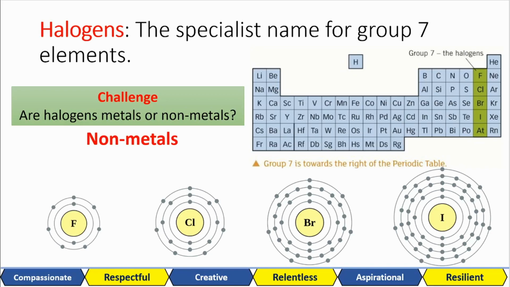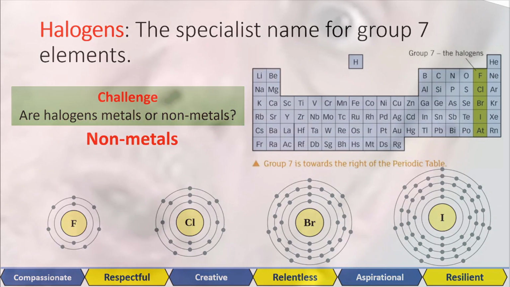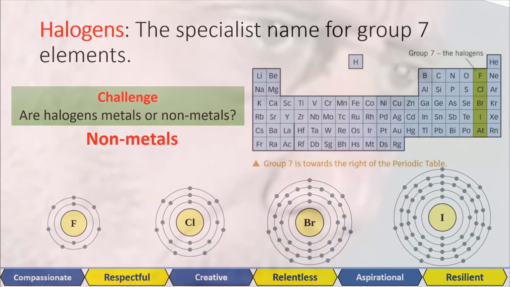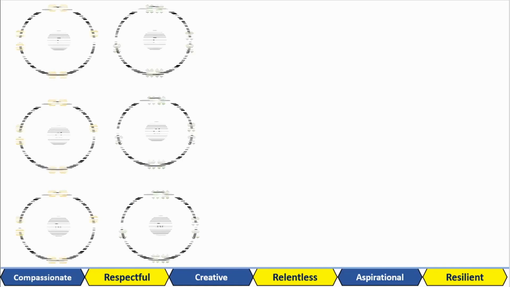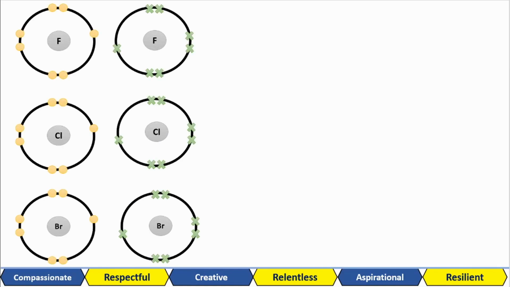Looking at the electronic diagram of halogens, you can see that bromine and iodine look crazy. You're not expected to be able to draw bromine and iodine at GCSE. If anything, they'll only get you to draw the outer shell electrons. So let's look at the dot and cross diagrams which you are meant to be able to draw then.